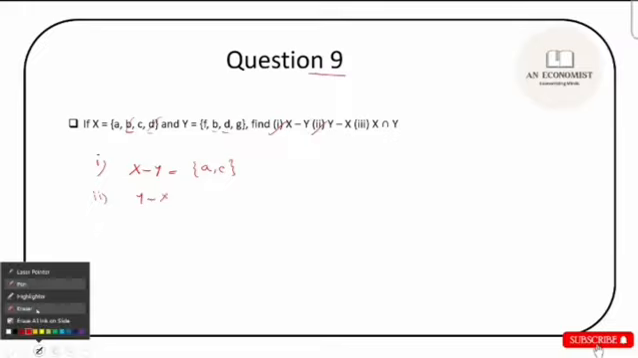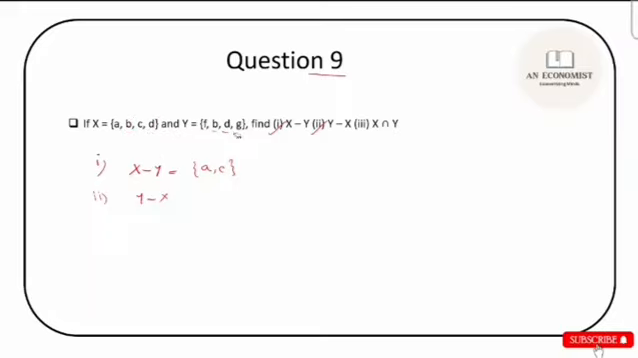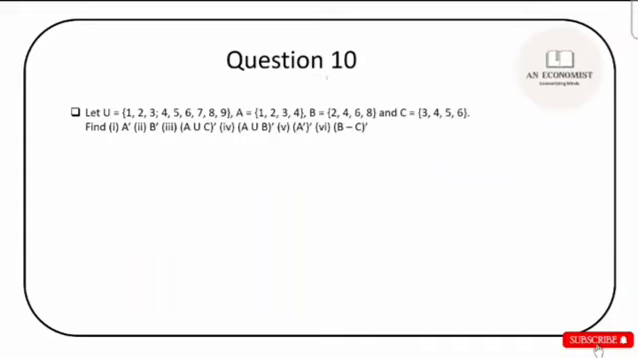Again, if you subtract X from Y, these b and d elements will go away and you will be left with f and g. Question number 3, X intersection Y. X and Y have two common elements, which are b and d. This question is done.